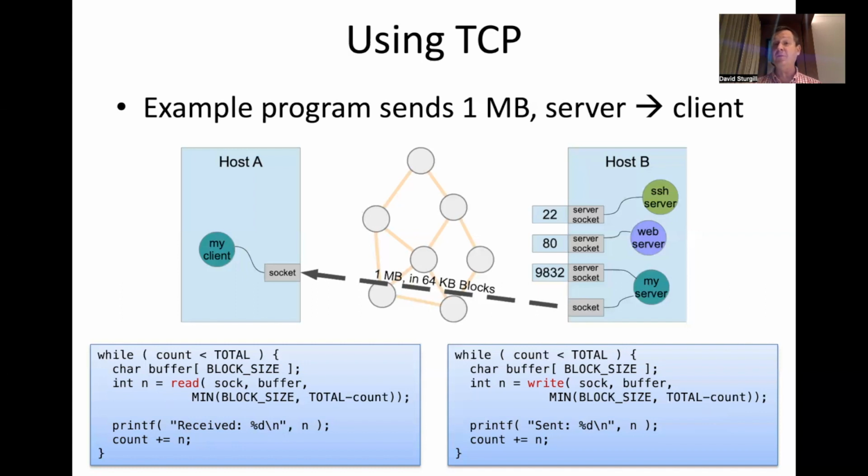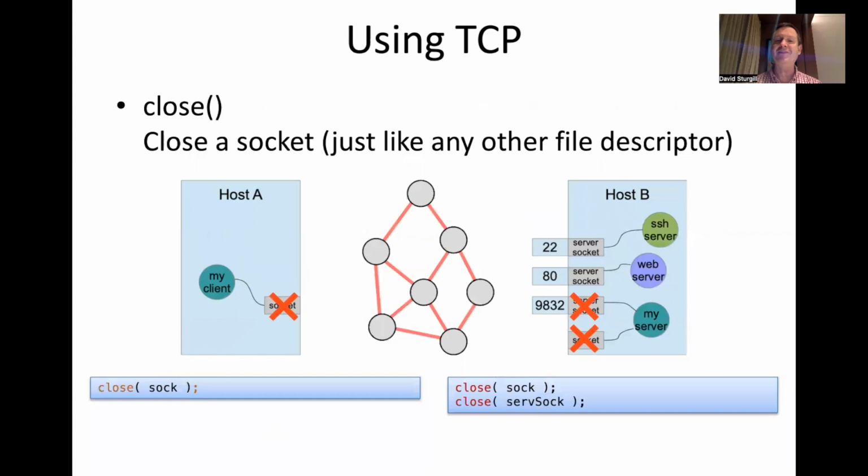Notice here I'm just using the plain old read and write system calls that you would use for reading and writing from any file. Once the megabyte has been successfully sent, both the client and the server are done. Here we can just call close to get rid of these resources. On the client side, they can close the socket that they made to communicate with the server.